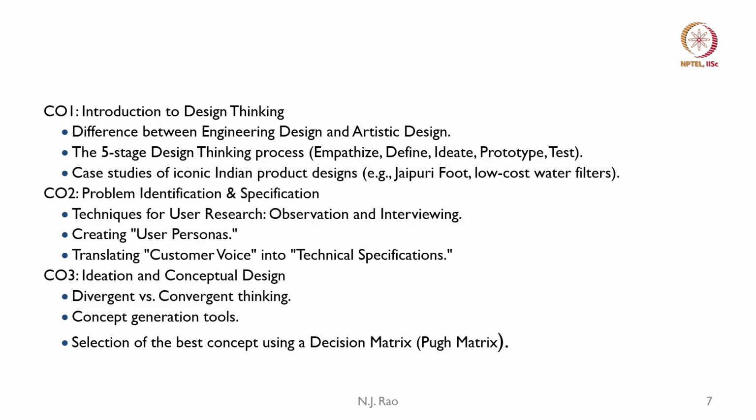Then CO3 is ideation and conceptual design. So there are two stages actually, divergent versus convergent thinking. Divergent means you just keep on producing ideas, different types of solutions. Functionally they should work. Some of them may not be cost effective or may be difficult to manufacture, whatever it is, but you first produce ideas. And then convergent means from those alternatives, you are now converging to one of the solutions together. Okay, this is done as a group activity.